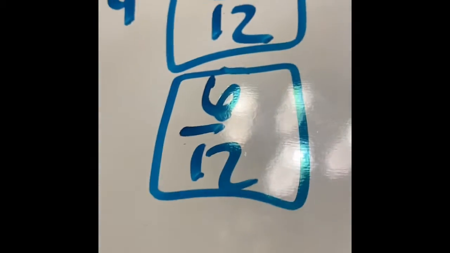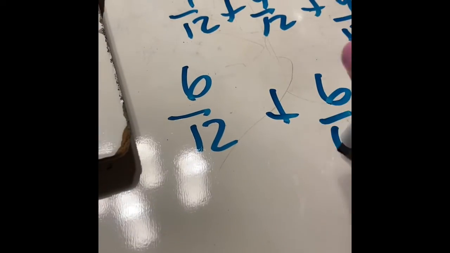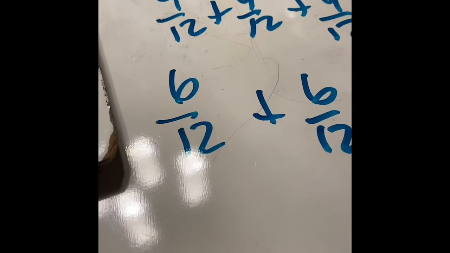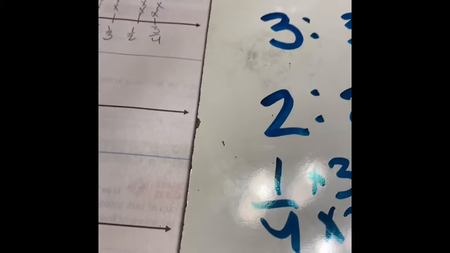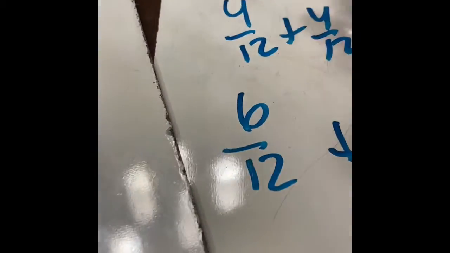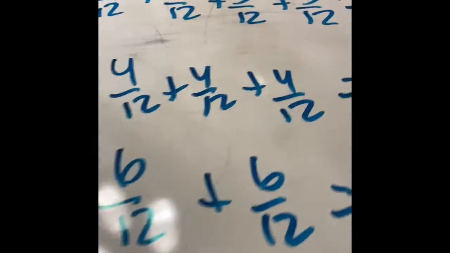Okay. Next I have 1/2. I have 3 1/2s. My 1/2 are now 6/12. 6/12 plus 6/12 equals 12/12. Okay. Last, finally, I have my 3/4, 2 times. Oh, did I not? Oh, I need to add one more 6/12. Sorry. Let me fix that.